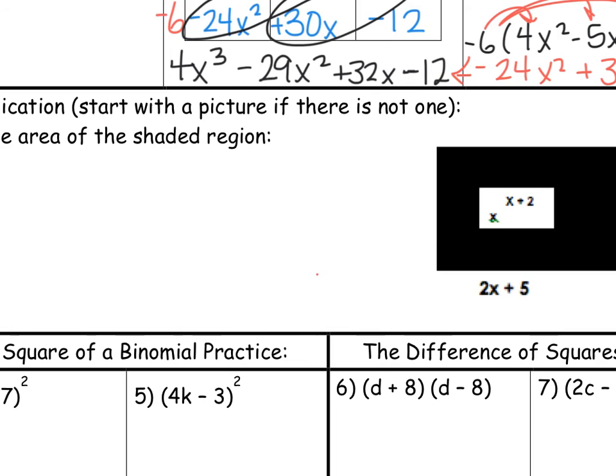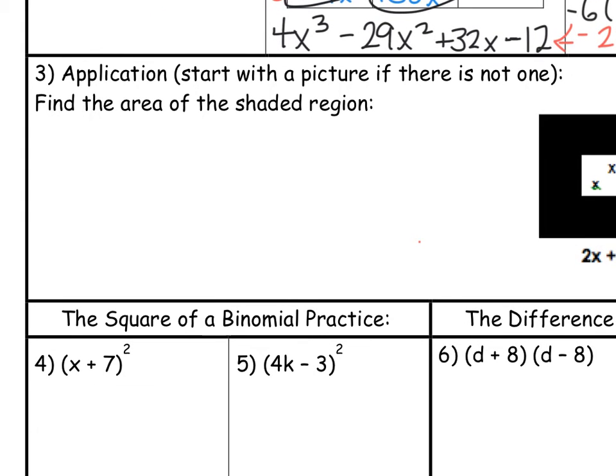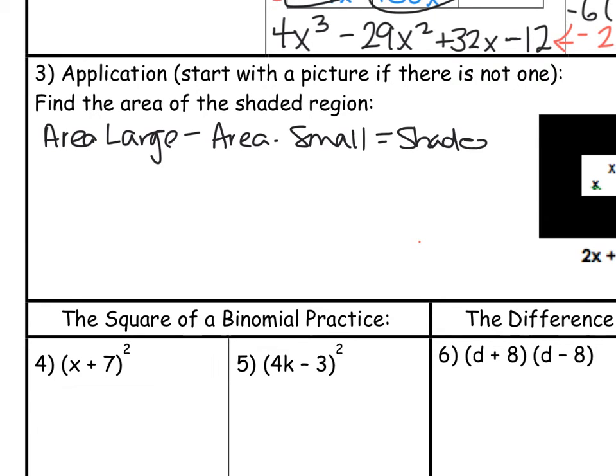Okay, so how does all this apply to a word problem? So this is our application. So we're going to start with the picture. If there's not one, you draw it, but in this case, we do have a picture. So this is asking us to find the area of the shaded region. So to do that, we have to find the area of the large rectangle minus the area of the small rectangle. And that's going to give us the area of the shaded region.